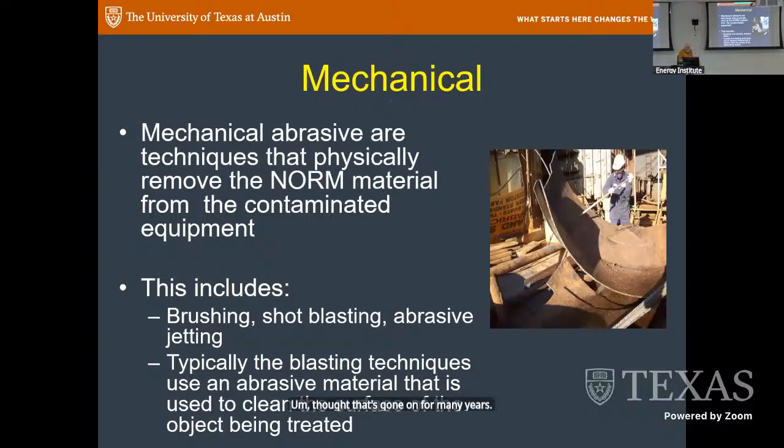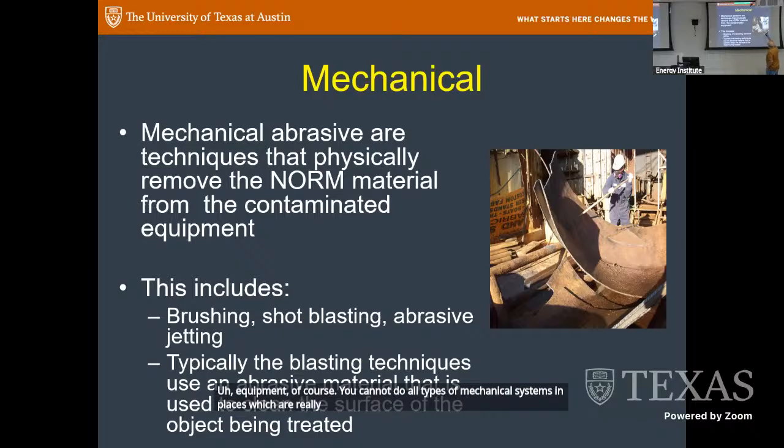So that's been the thought that's gone on for many years. There are mechanical abrasive techniques that physically remove the NORM material from the contaminated equipment. Of course, you cannot use all types of mechanical systems in places which are really, really hard to get to. This piece of steel, you can actually go ahead and get rid of most of it, but quite often you can't get rid of all of it.